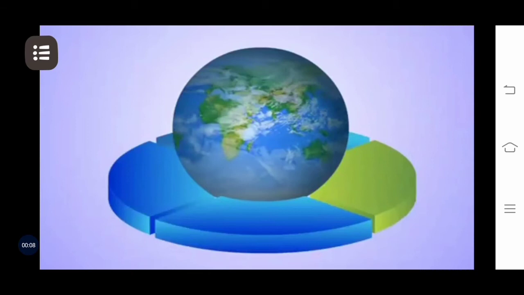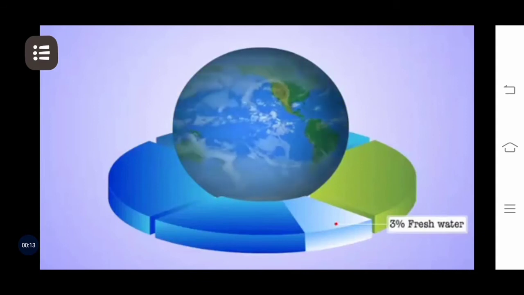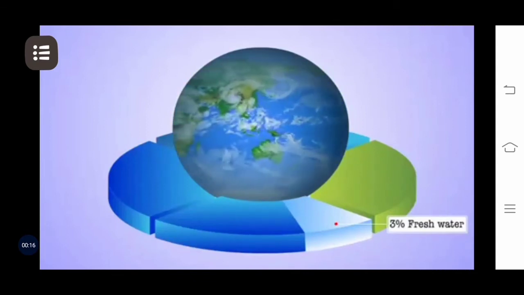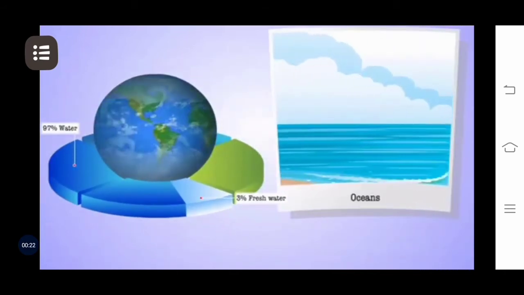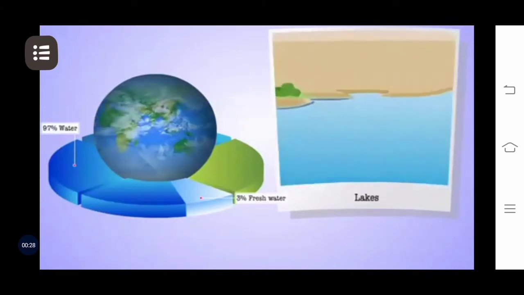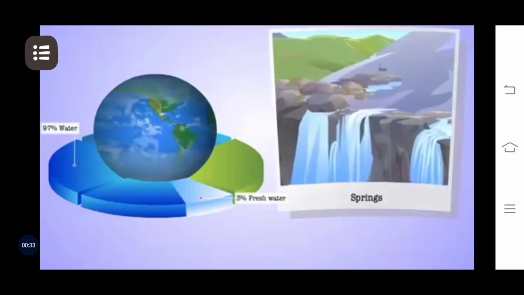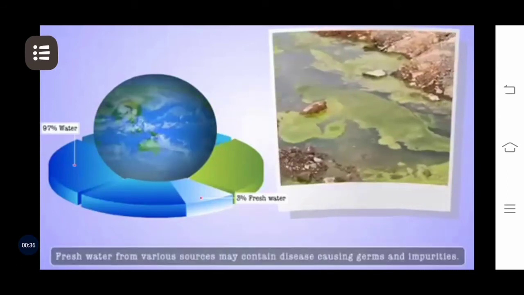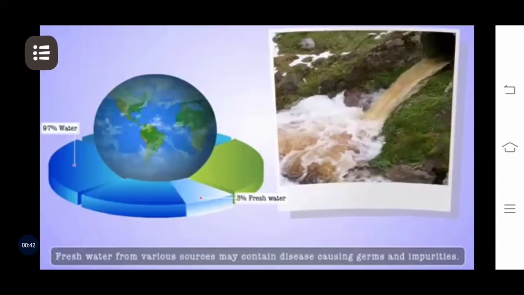Earth is a watery planet, yet water is a precious commodity. Can you guess why? This is because just 3% of all the water available on Earth is fresh water. The rest, 97%, is saline water of the oceans. Out of this 3%, the surface water of rivers, lakes, or springs forms an even smaller percentage. Fresh water from various sources may contain disease-causing germs and impurities.